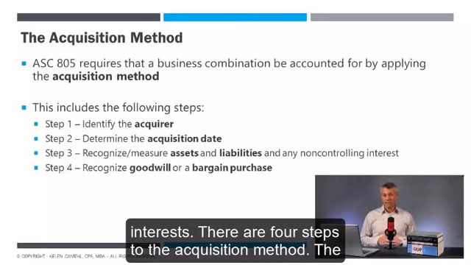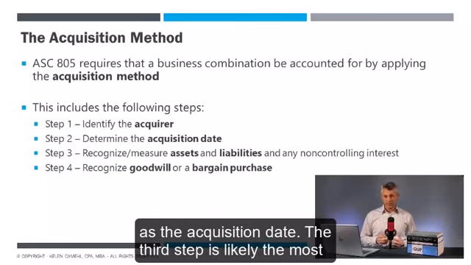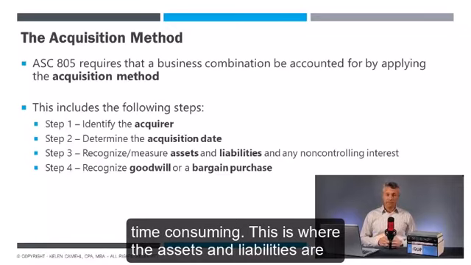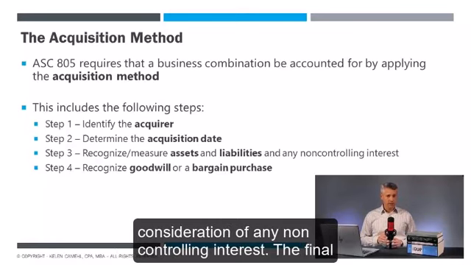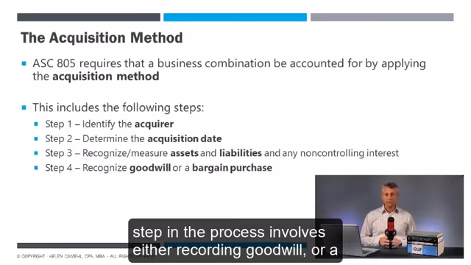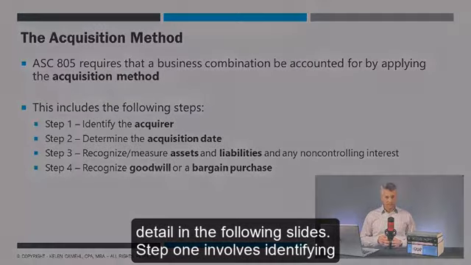There are 4 steps to the acquisition method. The first 2 steps involve identifying the acquirer as well as the acquisition date. The third step is likely the most time-consuming. This is where the assets and liabilities are actually measured and recorded. This step also involves the consideration of any non-controlling interest. The final step in the process involves either recording goodwill or a bargain purchase. We'll discuss each of these steps in more detail in the following slides.